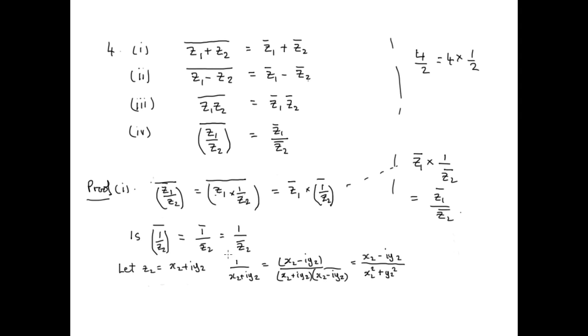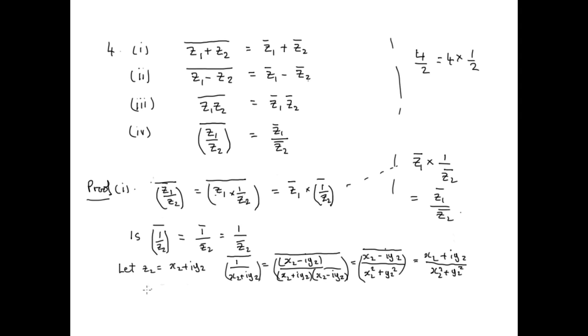If we're looking at the conjugate of this, it'll be x2 plus iy2, where each of the x2 and y2 are divided by this real number x2 squared plus y2 squared. So that's the final complex number that we get when we divide 1 by x2 plus iy2. The real part is x2 over x2 squared plus y2 squared. The imaginary part is y2 over x2 squared plus y2 squared.